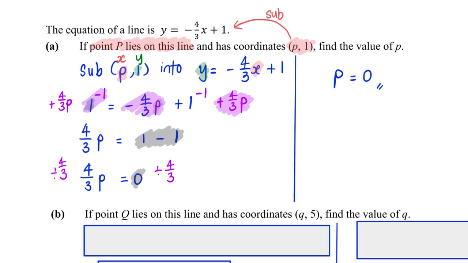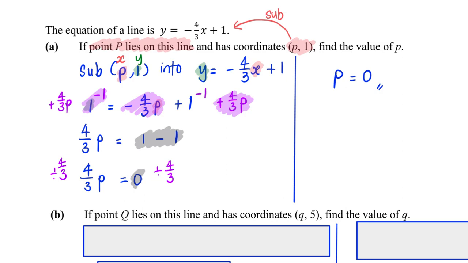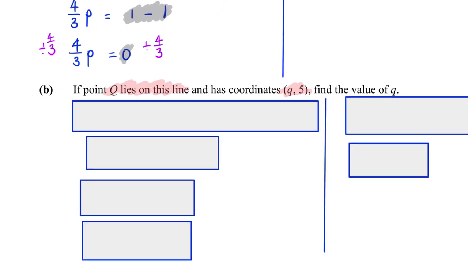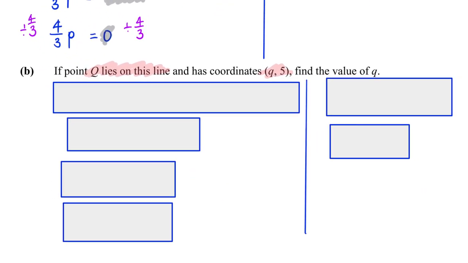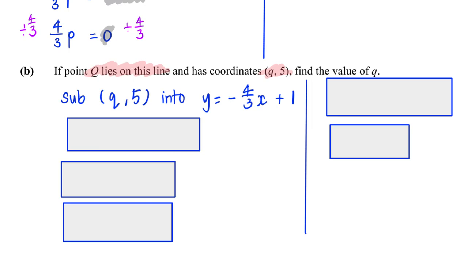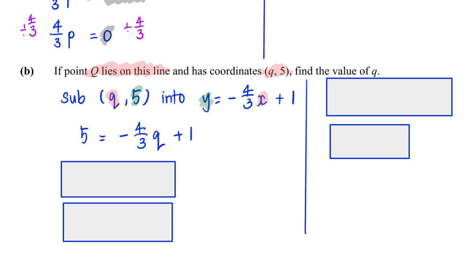And by now you should see also that they also let us know that this point Q lies on the line as well. So what do you think we should do? Yes, we are going to apply what we have learned previously and what you saw in part A. Substitute into the equation my X, no longer writing X anymore, as Q. My Y will be 5, and that's what you all are seeing in this working.